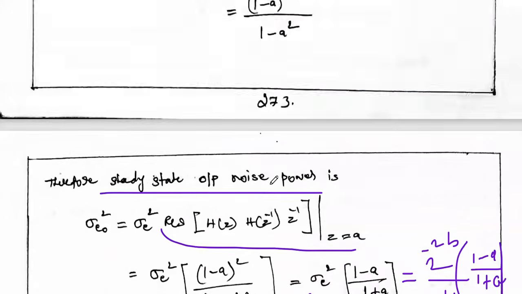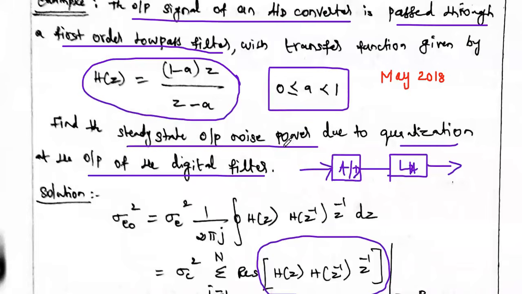Okay, so this is a May 2018 question, a 13 mark question asked. This is the 13 mark question from quantization noise power. Already we solved 3 problems, and this is the 4th problem. So we solved 4 problems from quantization noise power, and of these 4 problems, 3 are university questions.